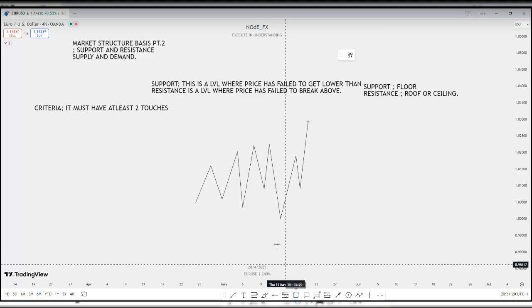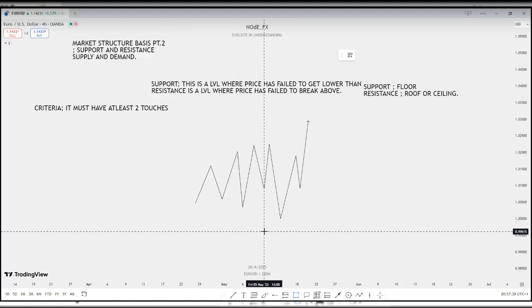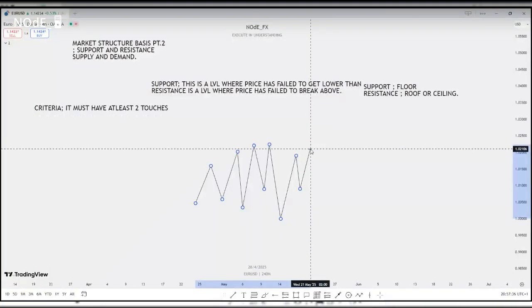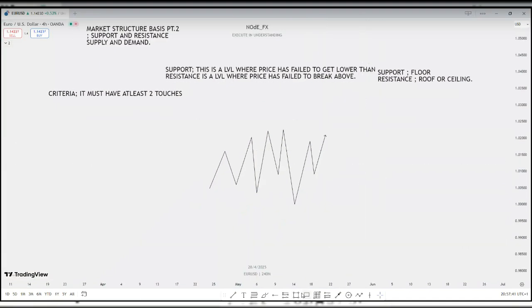In drawing this, you have to first identify where the levels are that price has failed to break above in this particular chart that is drawn here. Where is the level that price has failed to break above? A very simple one to come by is here. You can look at it. Price came here once, failed. Came here twice, failed. It has met the criteria, right?